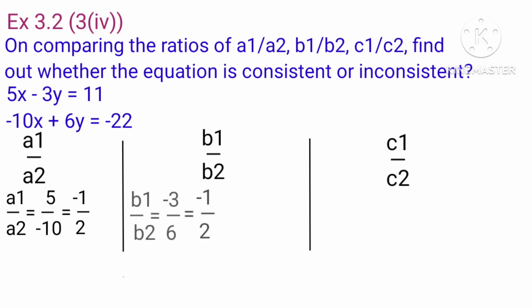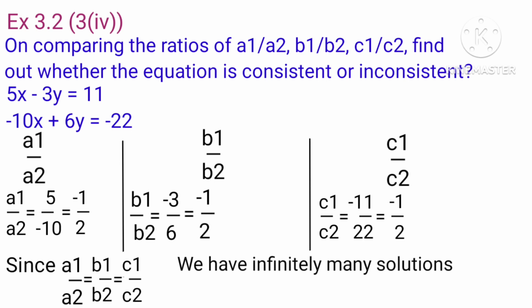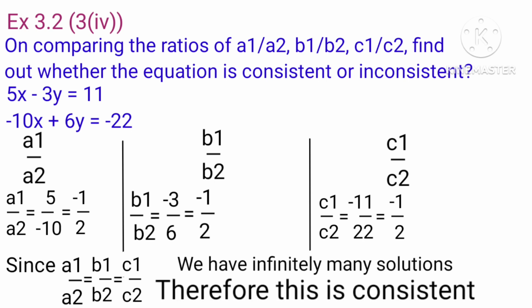Next, b1 by b2 is equal to minus 3 by 6. So after cancelling it, we'll get minus 1 by 2. Next, c1 by c2 is equal to minus 11 by 22. So we cancel it, we'll get minus 1 by 2. Since a1 by a2 is equal to b1 by b2 is equal to c1 by c2, we have infinitely many solutions in it. Therefore, our system is consistent.